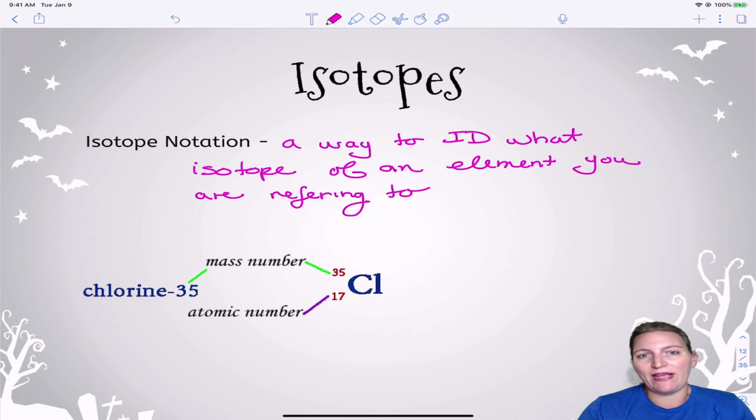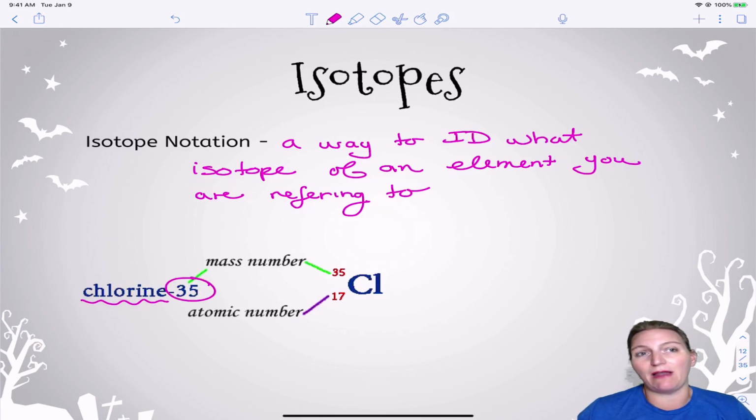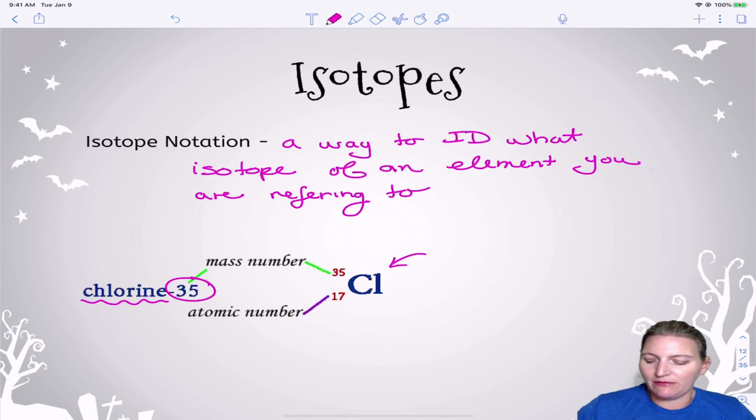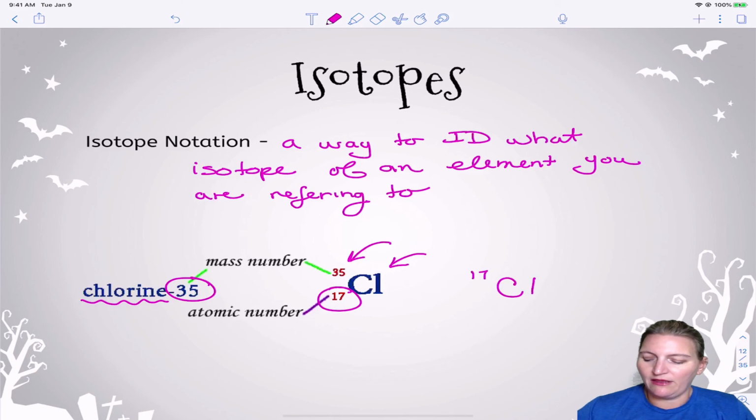And there are two main ways that we have isotope notation. One way is by writing the name of the element and then a dash and its mass number. Or we can have the symbol of the element, where the top number is the mass number and the bottom number is the atomic number. This is sometimes difficult to type out, so sometimes you'll even just see it as this, which would be chlorine-35, just without the atomic number in the lower left hand corner.